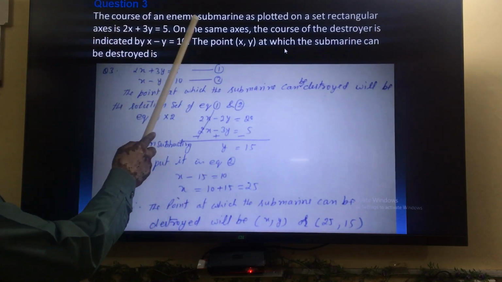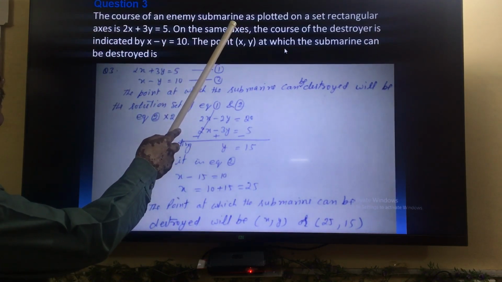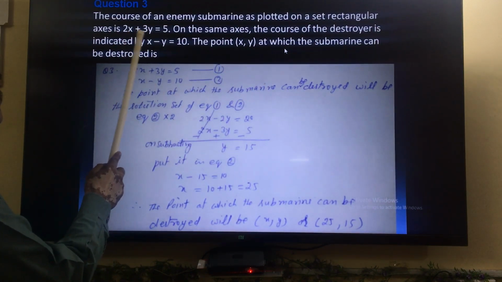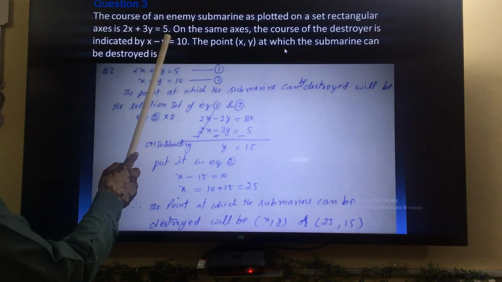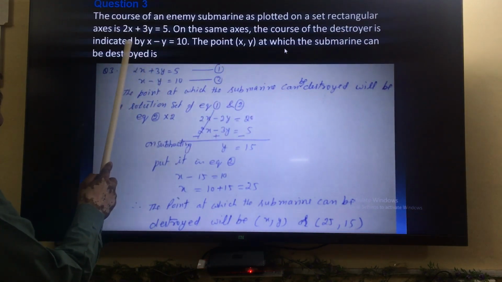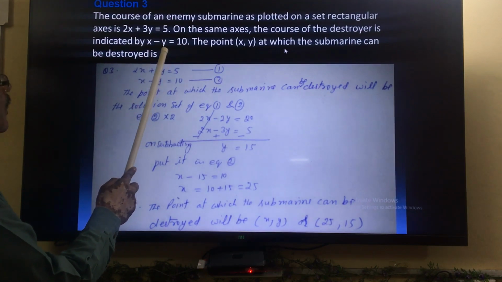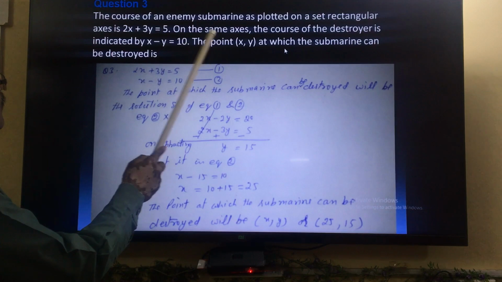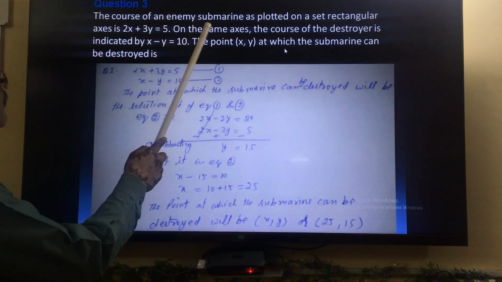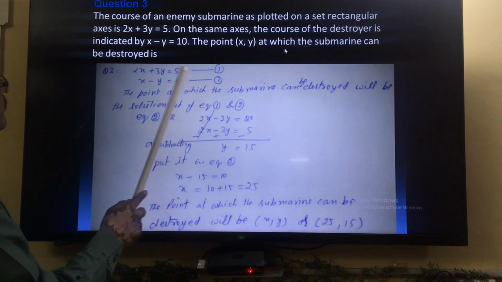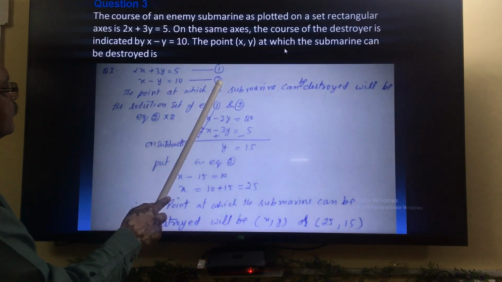The course of an enemy submarine as plotted on a set of rectangular axes is 2x plus 3y equals 5, and on the same axis the course of a destroyer is indicated by x minus y equals 10. So this is the equation for the destroyer and this is for the enemy. This is your first equation, and x minus y you will take as the second equation.